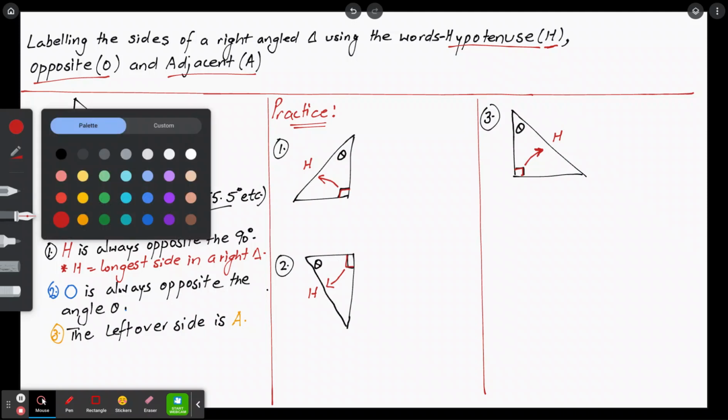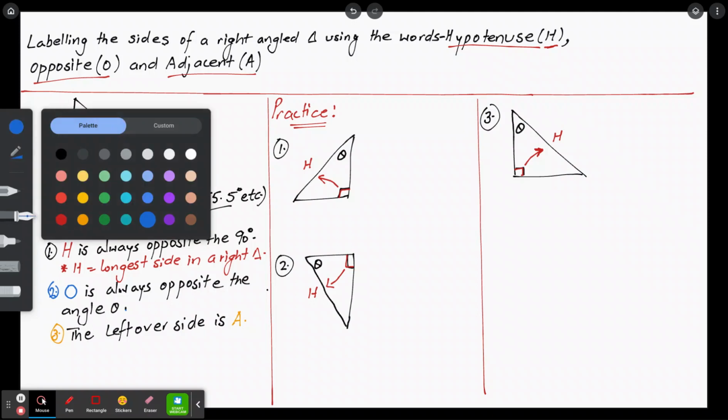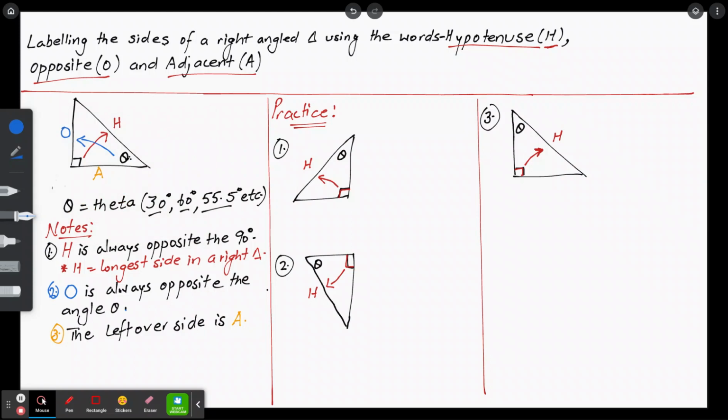Now after the H, label your O's, which are your opposites. I need to use the blue color to label O. So O, as per our second dot point here, is always opposite the angle theta. So your O in this triangle is here, because my theta moved up there, so O is going to be here, and then here my O is going to be that one there.